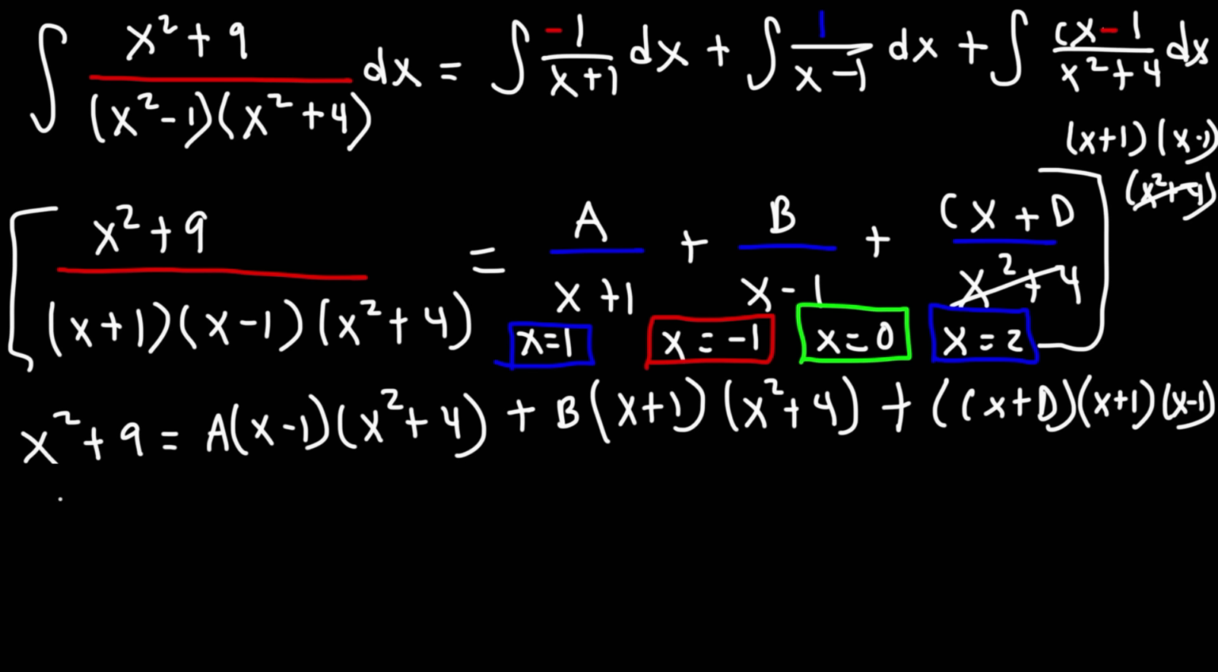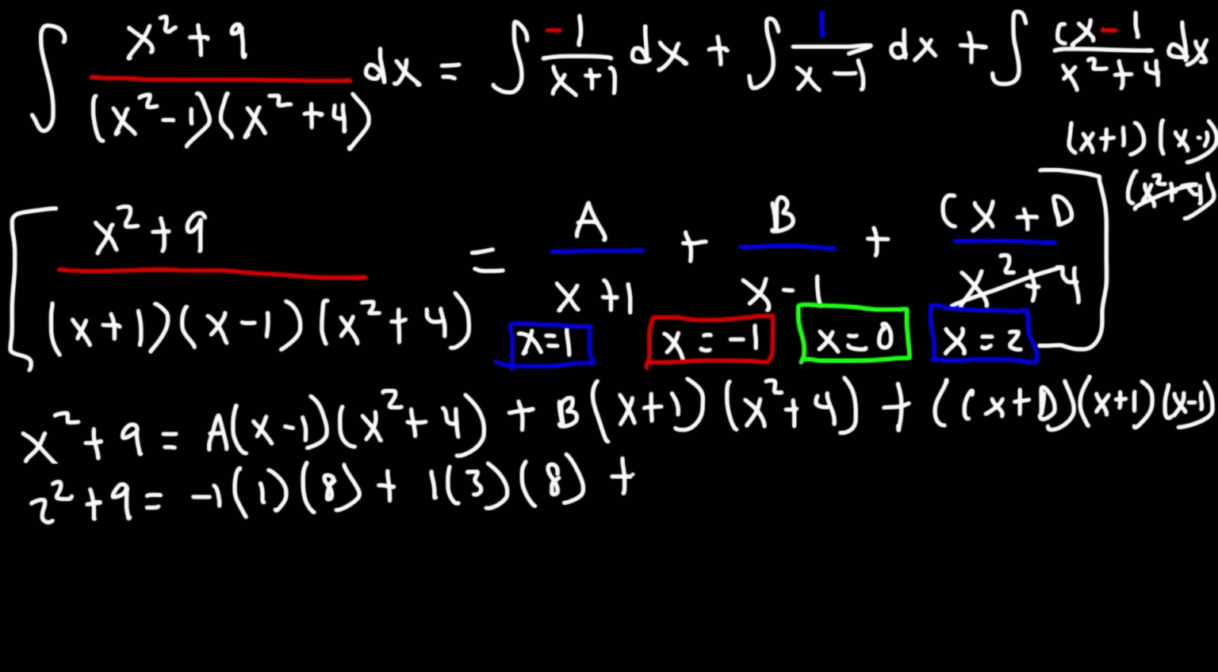So plugging in 2 for x, this is going to be 2 squared plus 9. A is negative 1. 2 minus 1 is 1. 2 squared plus 4, that's going to be 8. B is 1. 2 plus 1 is 3. And 2 squared plus 4 is 8 again. Cx plus d. We're looking for c. We have x, which is 2, so this is going to be c times 2, or 2c. d is -1, and then we have 2 plus 1, which is 3, 2 minus 1, which is 1.